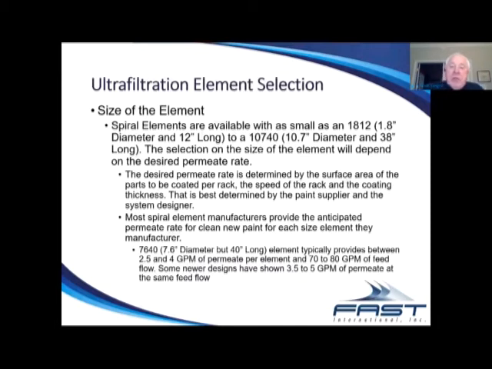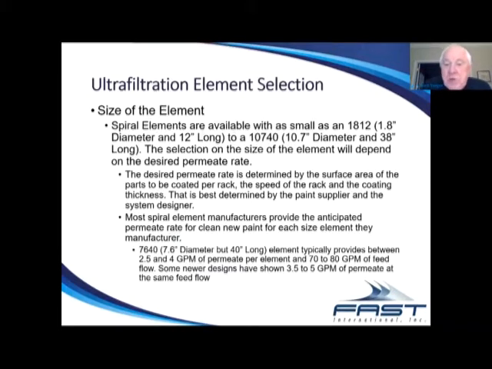That's the amount of permeate that's going to be required for the surface area that is on each rack that goes into the paint tank, and how many racks per minute are going in, or how many minutes per rack in the paint tank, how long the paint tank is, the speed of the rack, and the coating thickness. Those are all things that go into a calculation that say you should have this much permeate coming out of your ultrafiltration elements. So rather than the user operating that, I would recommend that that be done by the paint supplier and the system designer, one or both.